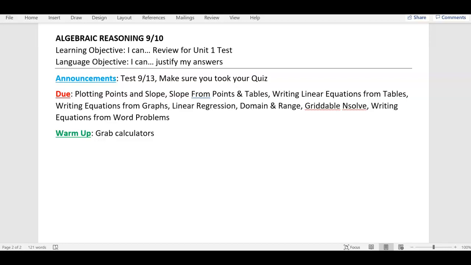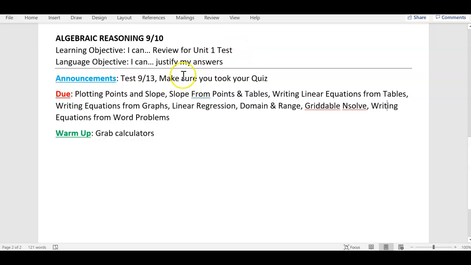All right, you want a review for your Unit 1 test, okay? You are trying to justify your answers, of course. Notice I have all these different assignments from this week on here. You got domain and range, graphing and insolve, writing equations from word problems. Make sure you get those done, okay?